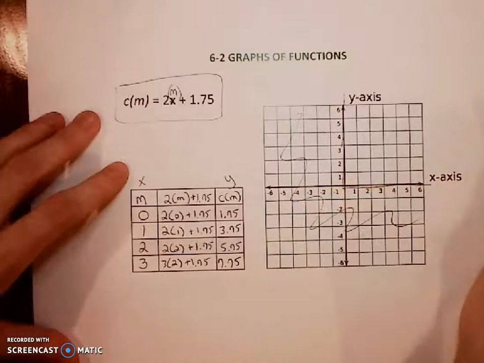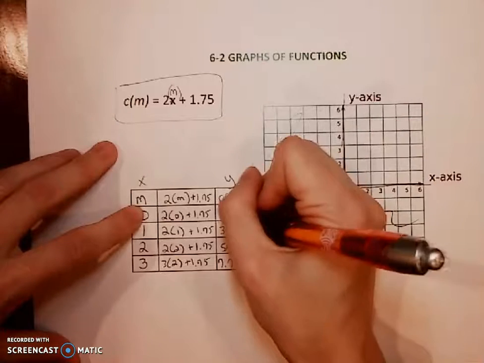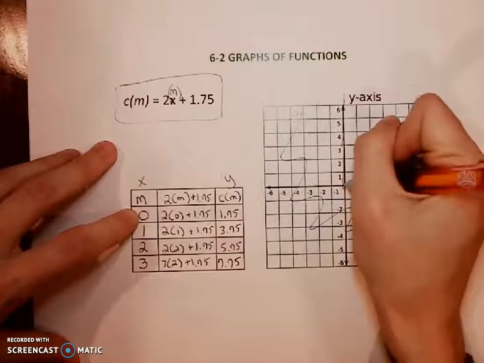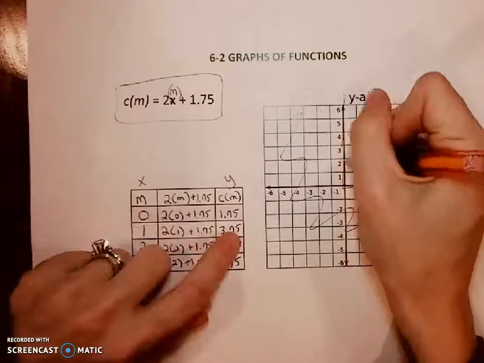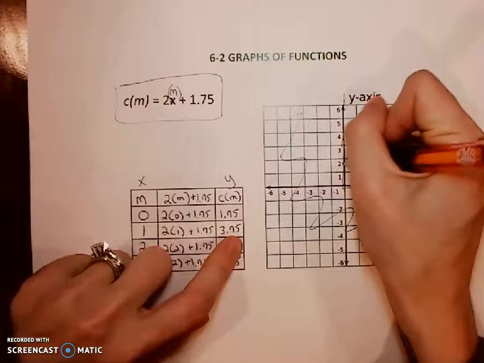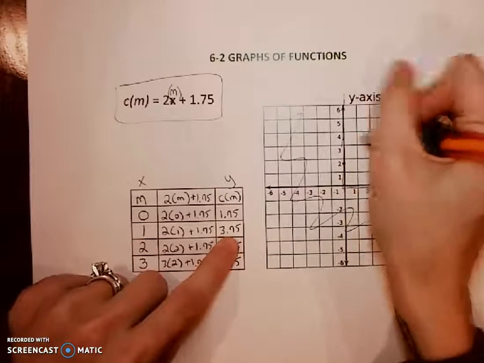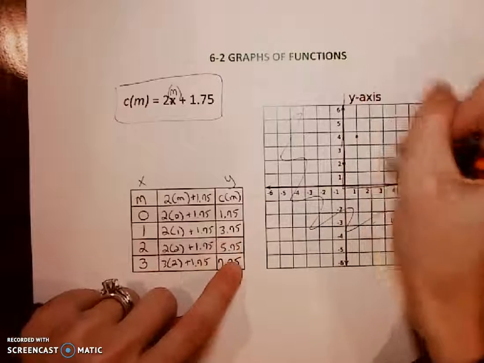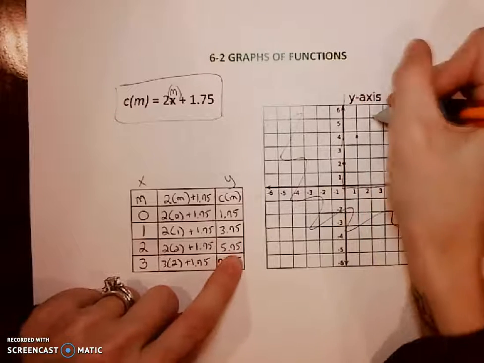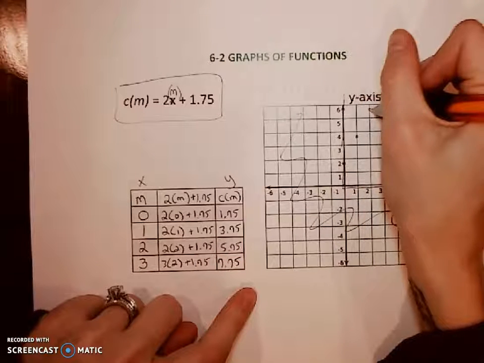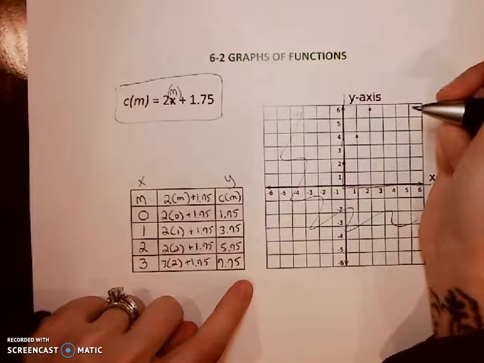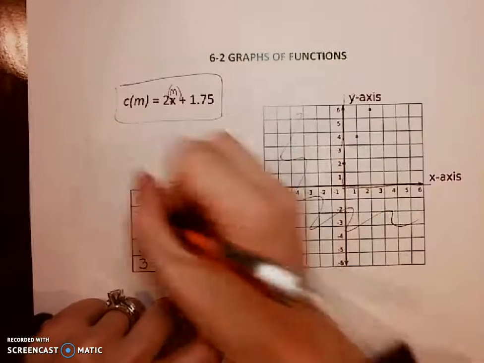All right, so now I'm just going to plot this, and it's going to be approximate. So if I start at 0, it costs me what? $1.75. So we're going to go about up to here. It's a little bit before 2. Okay, and then I go over 1, up $3.75, over 2, up $5.75, and I actually went off my grid for the next one. So I'm just going to plot these 3 points here.